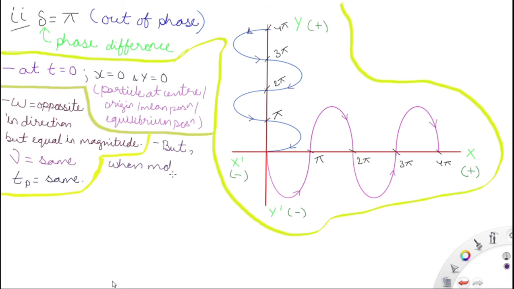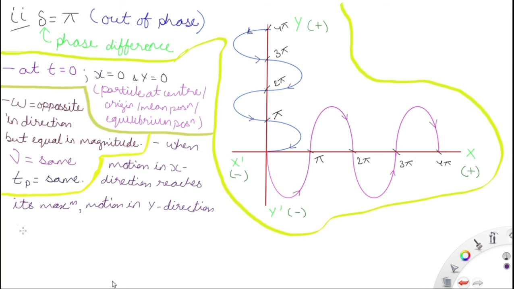But now motion in x direction reaches its maximum. Motion in y direction: when motion in x direction reaches its maximum, motion in y direction reaches its minimum and vice versa. Because they are completely out of phase, the phase difference is equal to 180 degrees, that's why this happens.